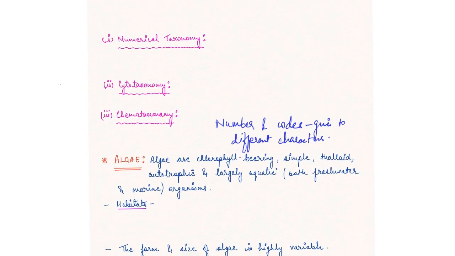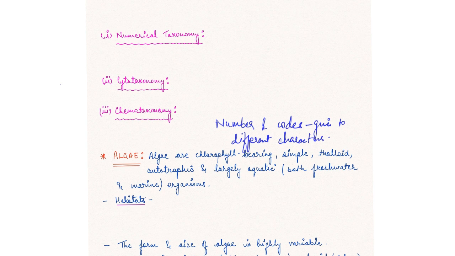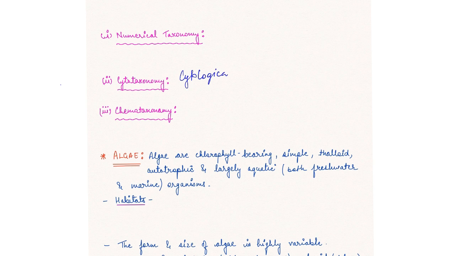And the next one is cytotaxonomy. As the name itself suggests, cytotaxonomy is based on cytological information. Okay, so maybe it can be chromosome number, its structure, its behavior, so the behavior of chromosomes and genes, right? And the last one is chemotaxonomy. So here you use chemical constituents.